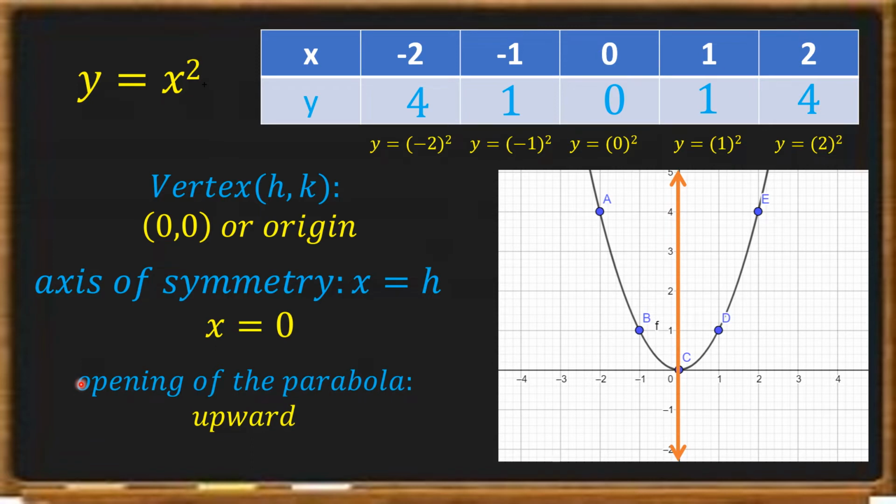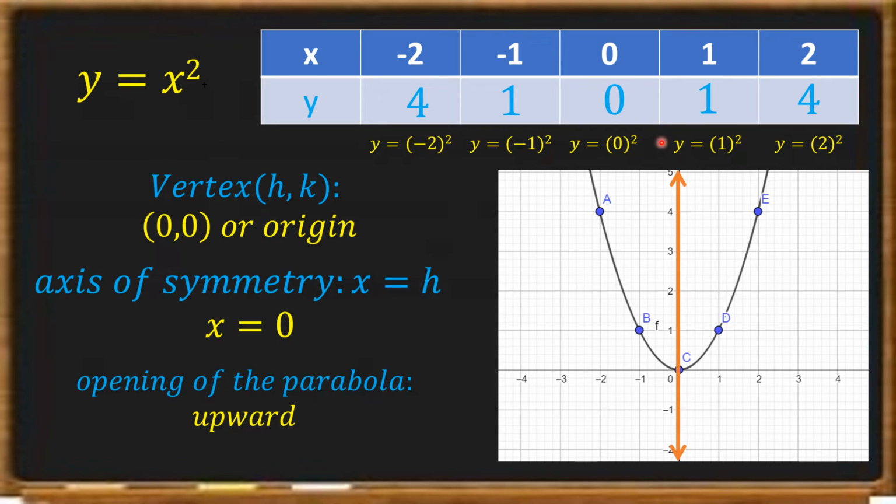Ngayon, the opening of the parabola. So, ang ating parabola ay opens upward. Kahit walang graph, pwede mo masabing upward yan kasi positive tong a mo dito sa x squared. So, ang a nyo dyan ay 1. So, positive yon. So, it is upward.